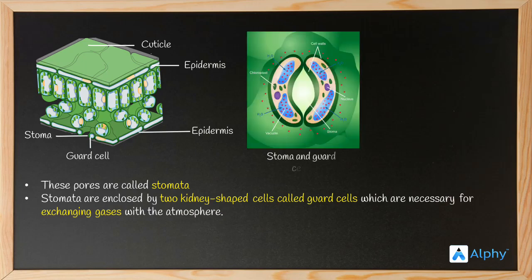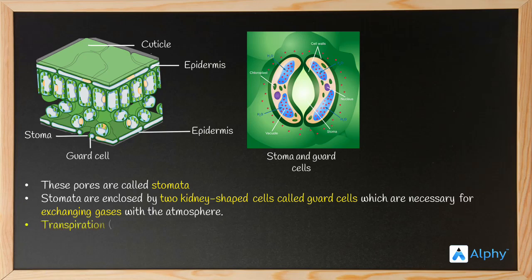Moving on, this one is stoma and guard cell in closer view. Here we have water, right? Here we have water, chloroplast. Here also vacuoles are found, and this is guard cell. This particular is guard cell, and this pore is known as stoma, right? So that was all about stoma and guard cell.